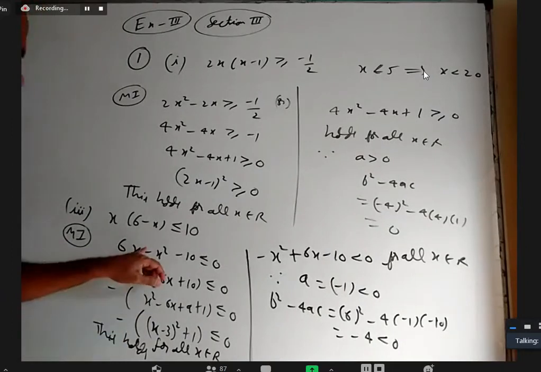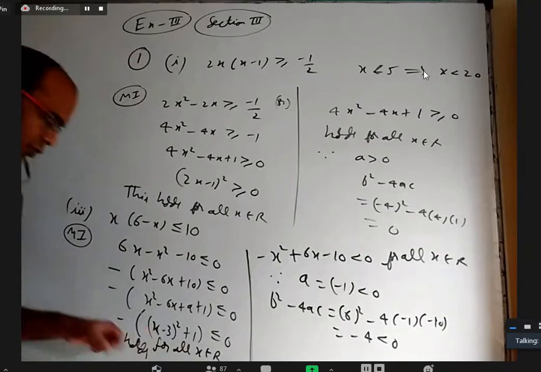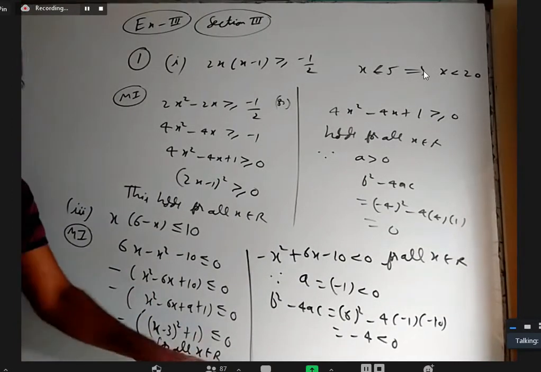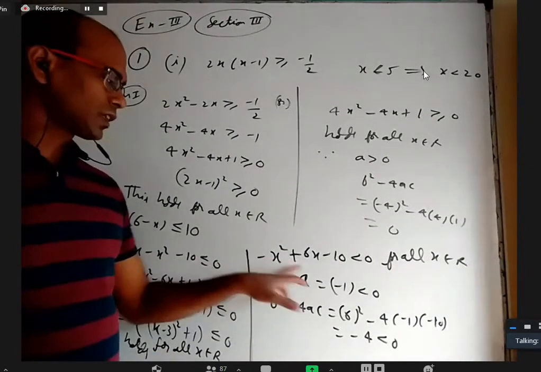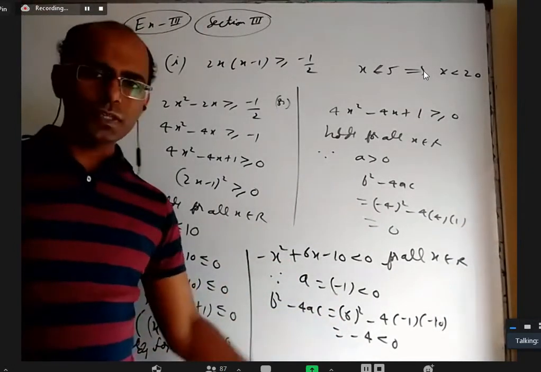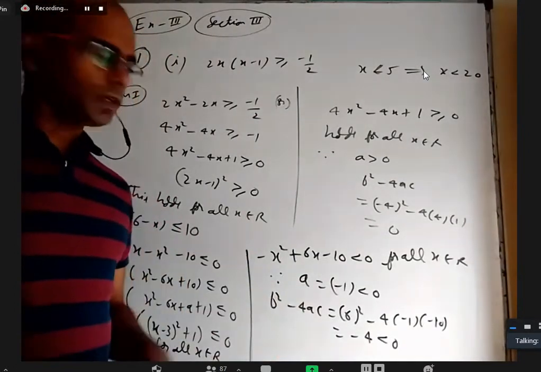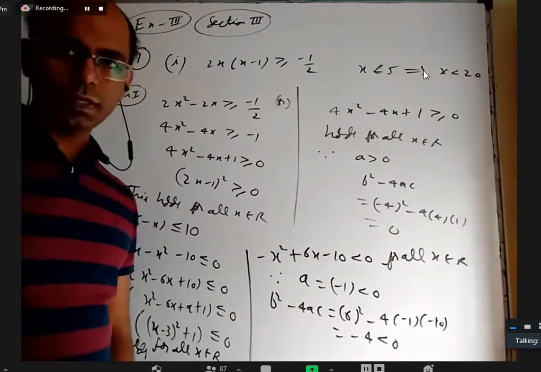So when we made a perfect square, we got a perfect square plus some positive number, which is always positive, but there's a minus outside, which is always negative. It's actually not less than or equal to 0, it's only less than, but doesn't matter. Another way is: leading coefficient is negative and b square minus 4ac is negative. We know whenever b square minus 4ac is negative, there are two cases. If a is positive, it is always positive, and if a is negative, it is always negative.